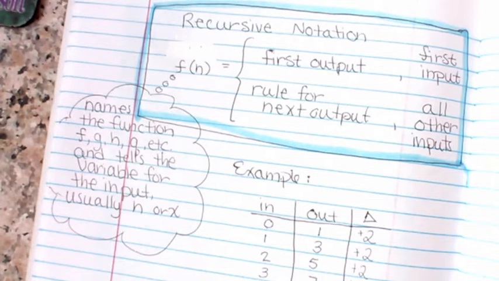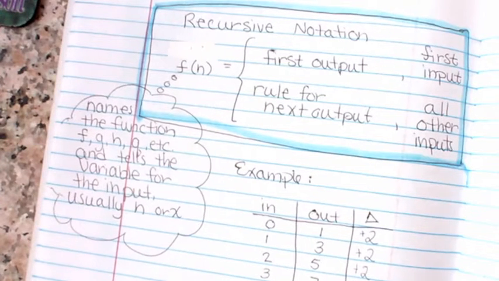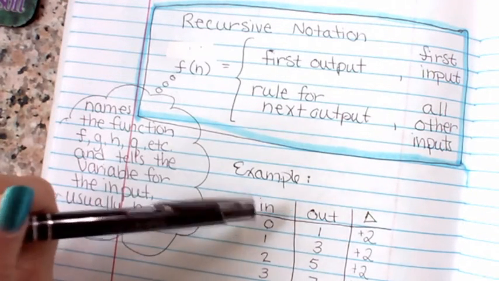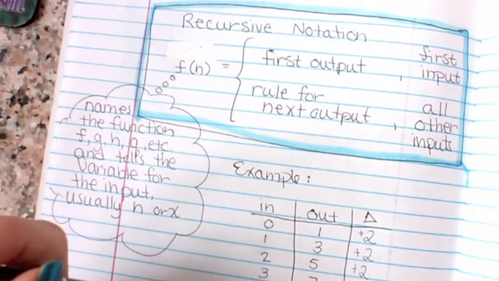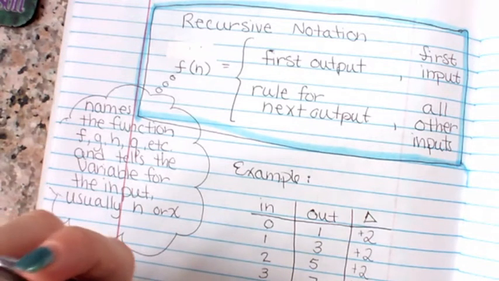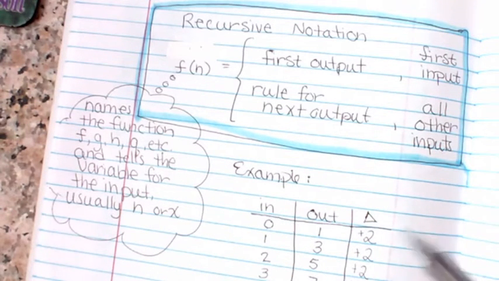All right, let's talk about an example. This table is an example of a function we could write a recursive function for. Our inputs are 0, 1, 2, 3, 4, and 5, and the outputs are 1, 3, 5, 7, 9, 11. That tells us we can calculate the difference between each of these outputs, so each time we are adding 2 to get to the next output.